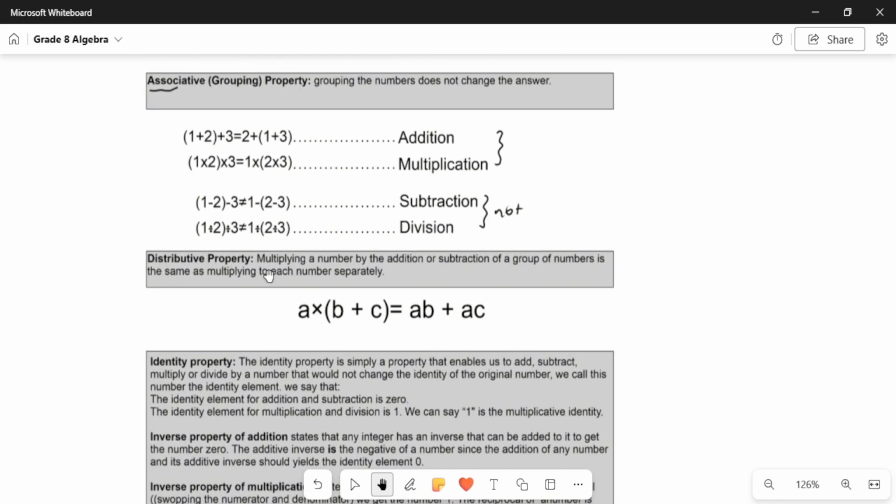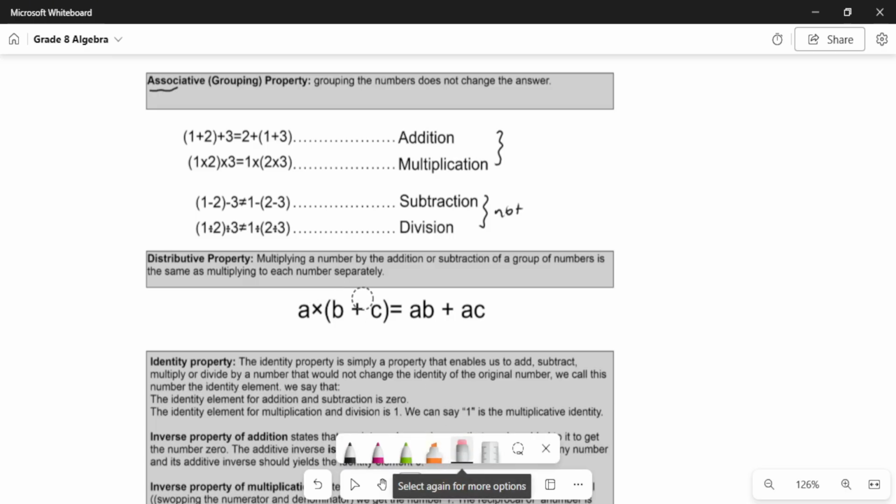Then we have the distributive property. Multiplying a number by the addition or subtraction of a group of numbers is the same as multiplying each number separately. And so what this enables me to do is simplify questions. When I'm multiplying one number by the addition or subtraction of two different numbers, I can just put it into the bracket like this, and I can have AB plus AC. It's the same thing. Again, it's just used for simplifying questions.